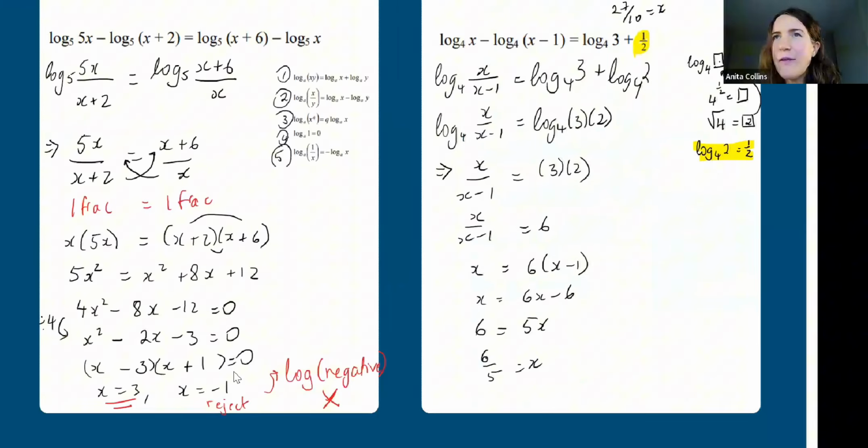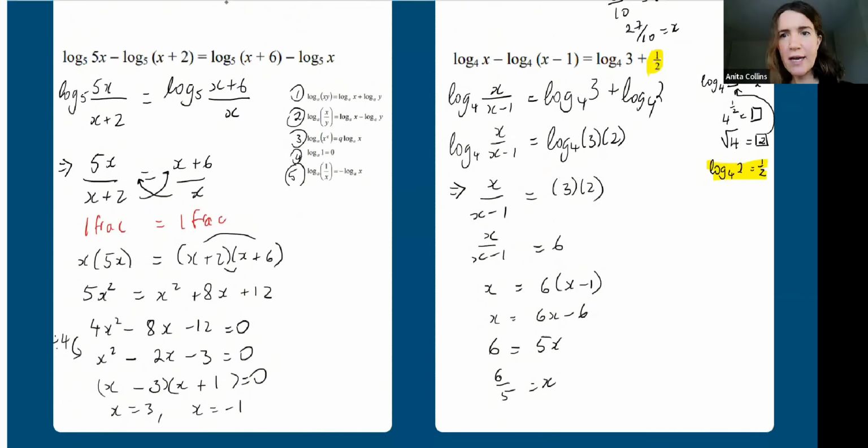That's a sneaky little thing that's probably worth writing on a post-it and sticking it on your notes so that it stands out, that if you've got log of a negative, you need to reject it. So that's the end of that section.